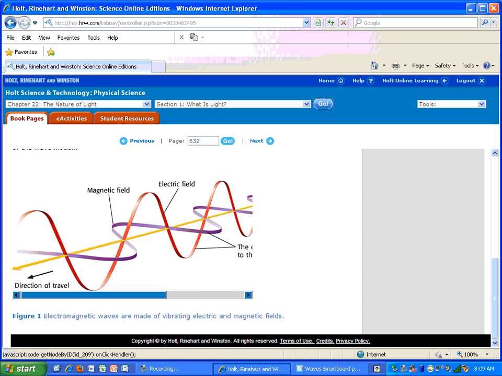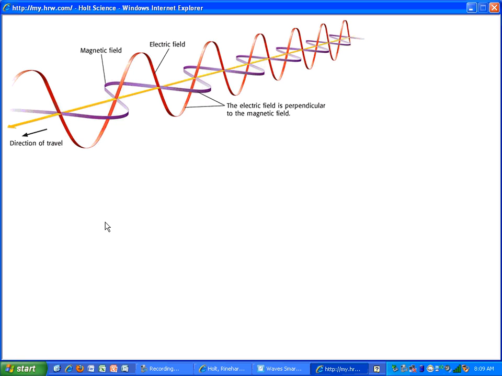So if you go on to the online textbook or open up your book, this is an electromagnetic wave. There's a lot going on here. All right? As you can see, it's got the magnetic field and the electric field. So the magnetic field is in the blue right here, and the electric field is in the red. And this yellow line shows the direction that the wave is traveling.